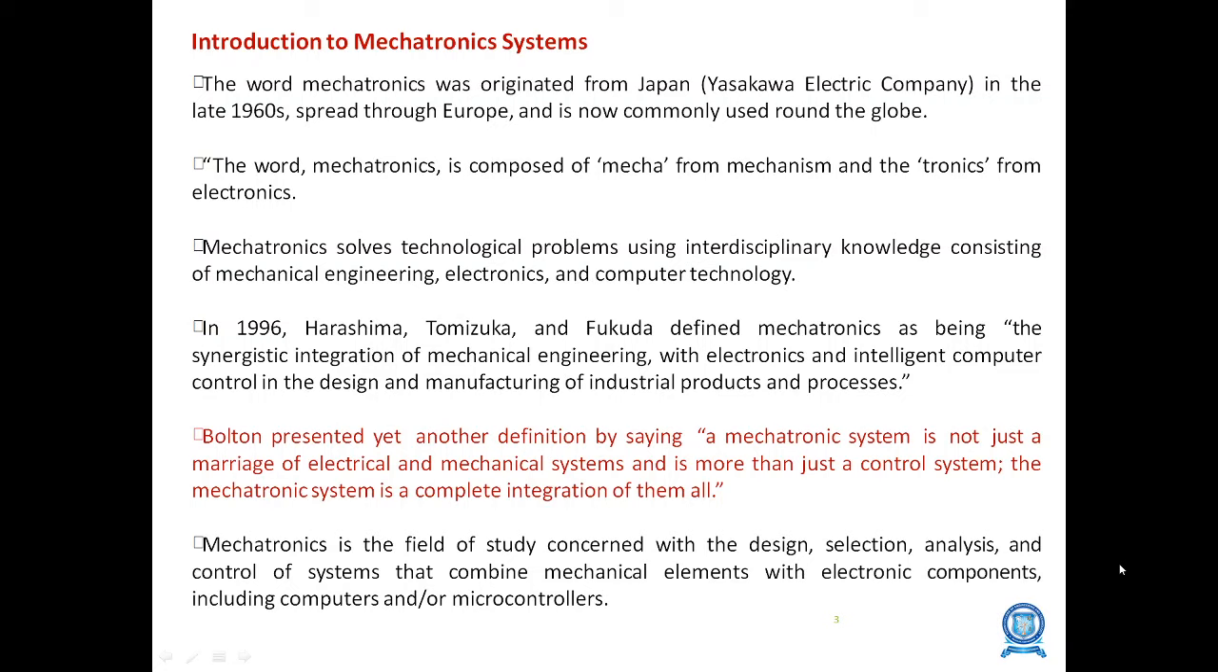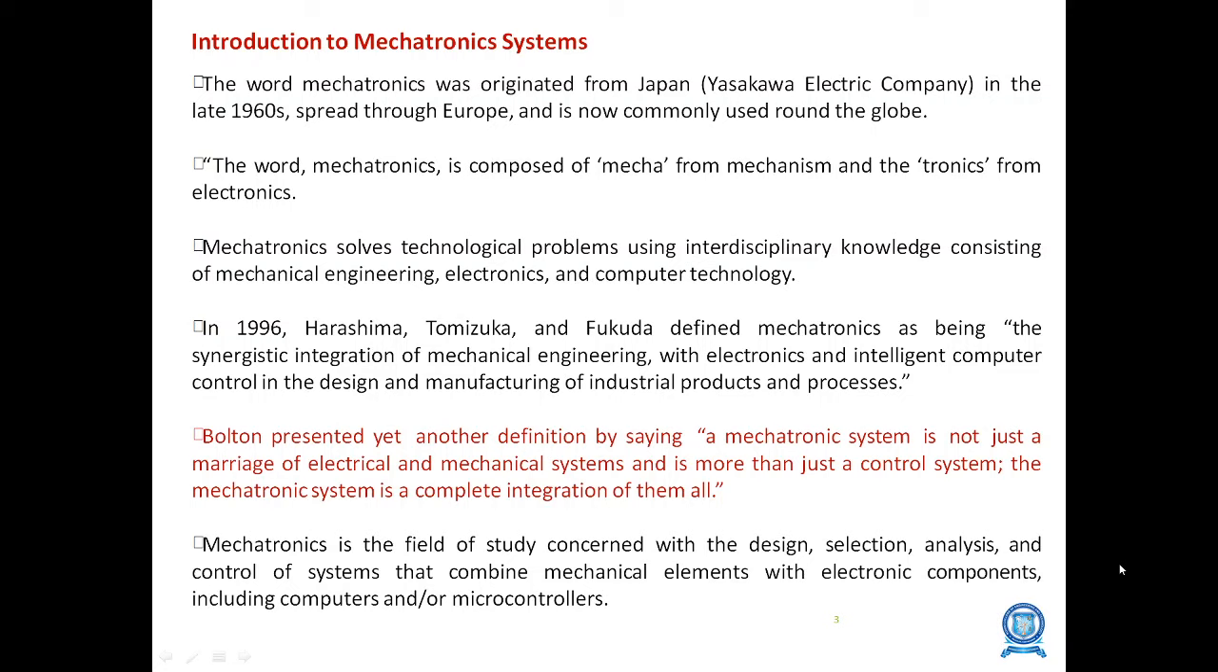The word mechatronics originated from Japan, at the Yaskawa Electric Company, in the 1960s, which then spread through Europe and is now commonly used around the globe. The word mechatronics is composed of mecha from mechanism and tronics from electronics. Mechatronics solves technological problems using interdisciplinary knowledge consisting of mechanical engineering, electronics and computer technology.